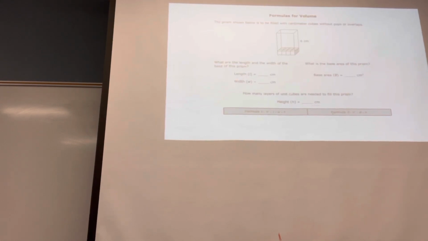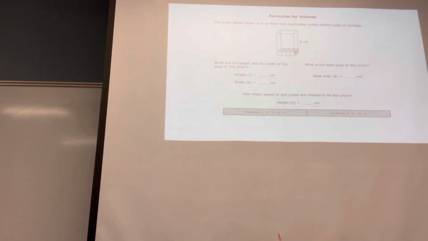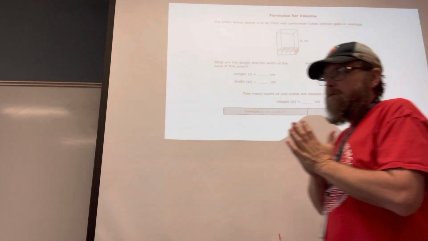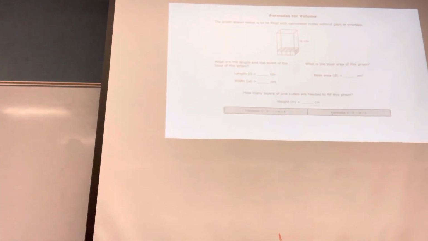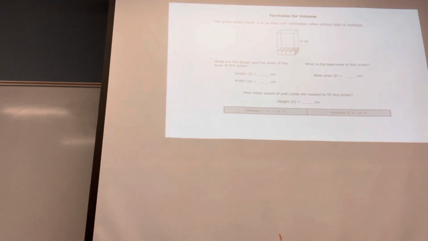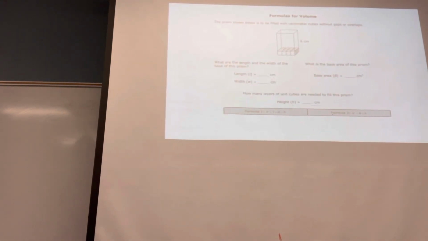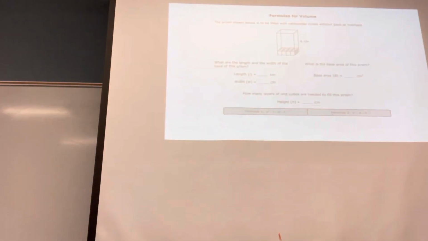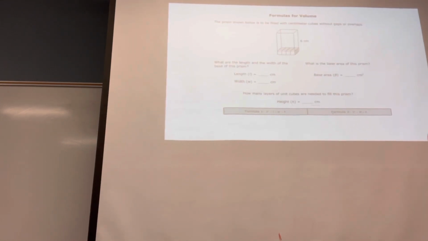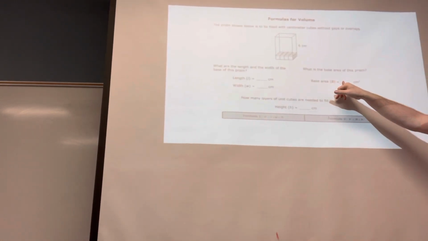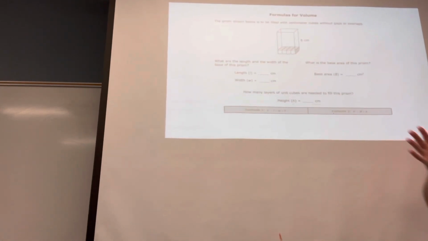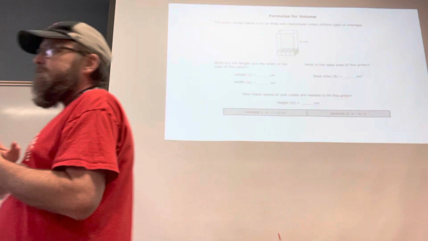So the next question it asks is base area. So the area of the base. Q. 12. Area is finding length times width. So we're finding the first layer. We're just finding out how much is on one layer. And we have 12 on one layer. How many unit cubes are needed to fill this up?